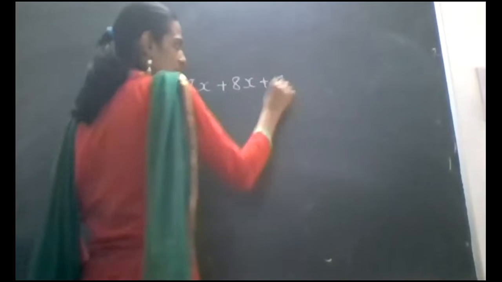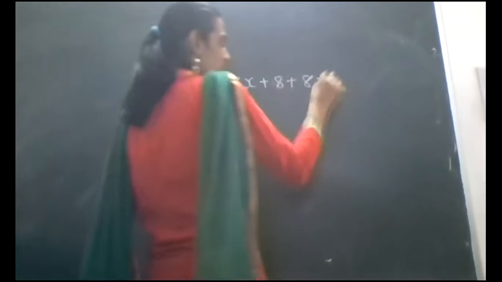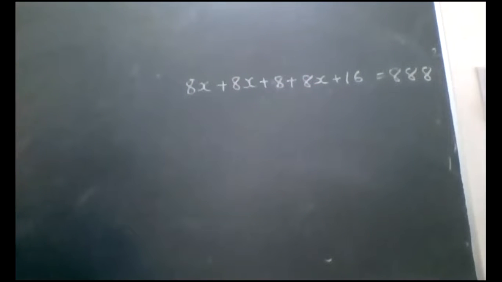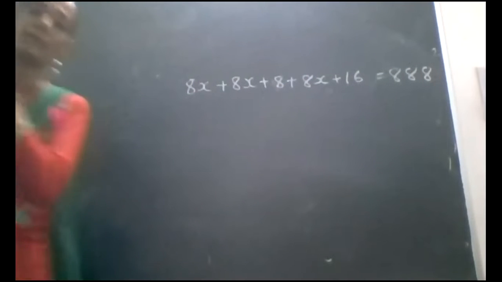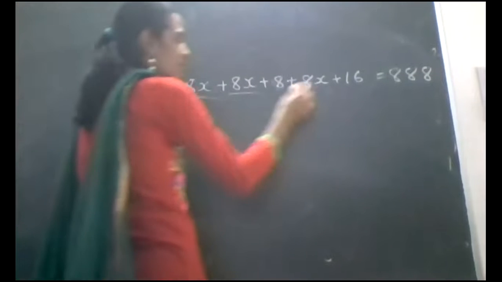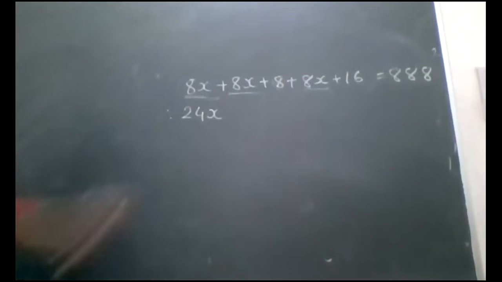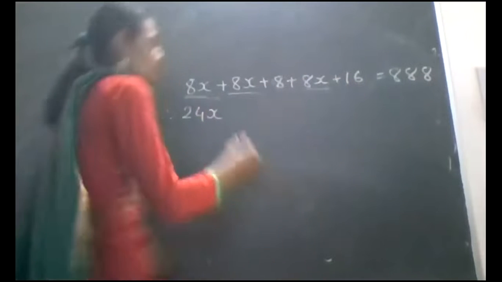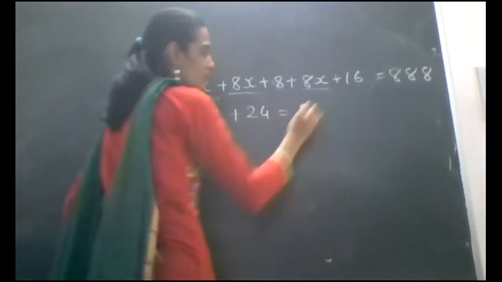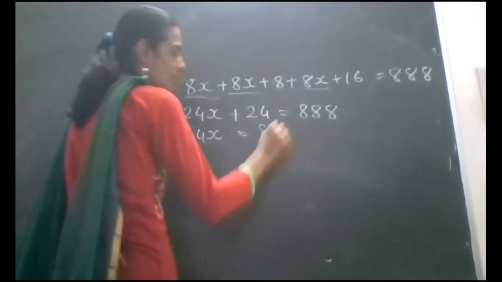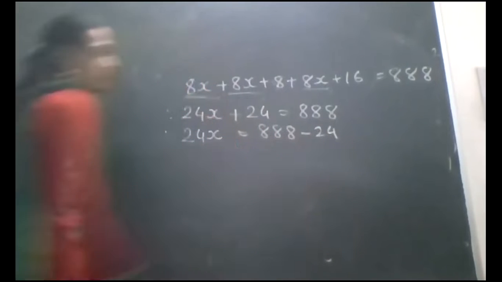So now you can write 8x plus 8x plus 8 plus 8x plus 16 is equal to 888, right? Now 8x plus 8x plus 8x, how much does it become? 24x. Right? 8 plus 16 also becomes 24, equal to 888. So 24x is equal to 888 minus 24.